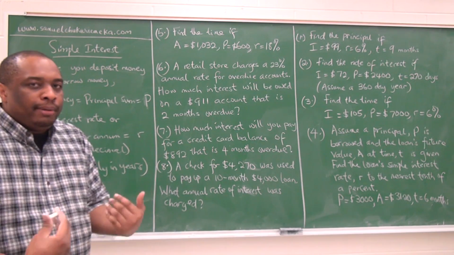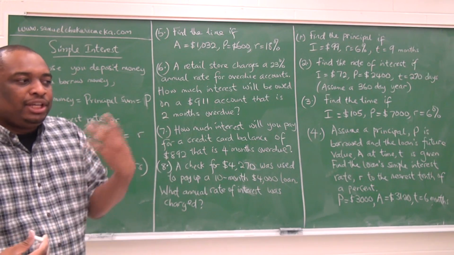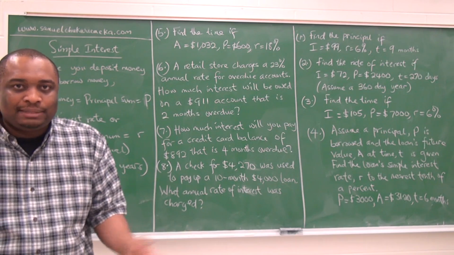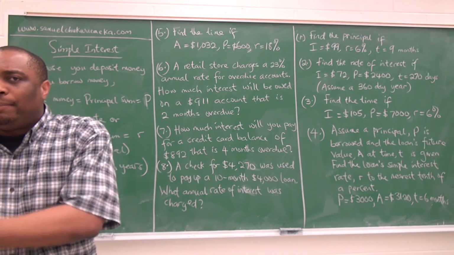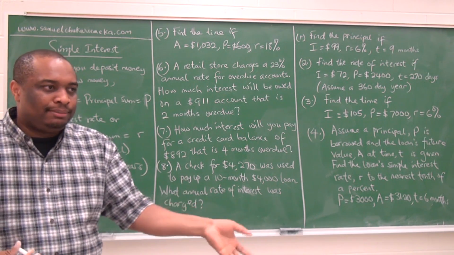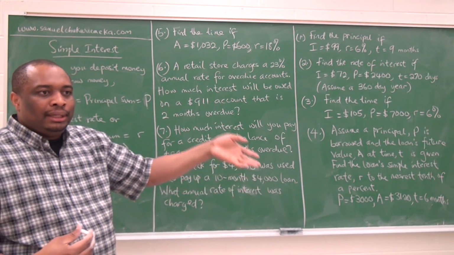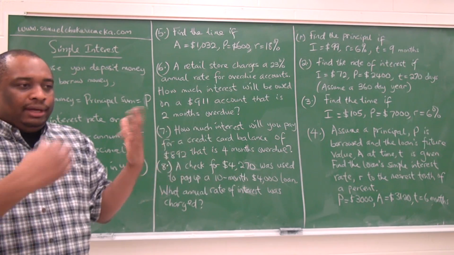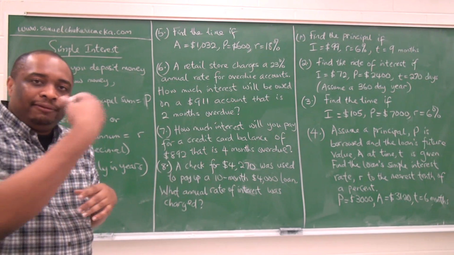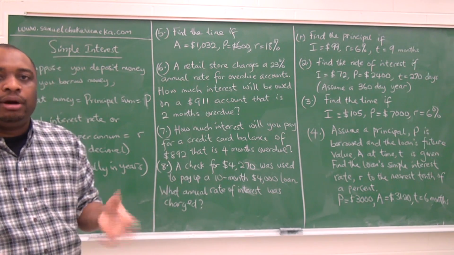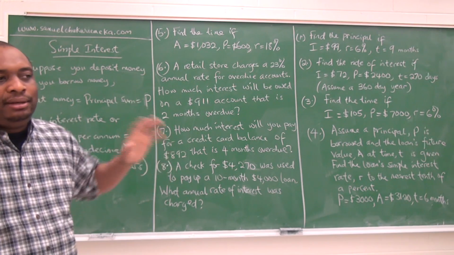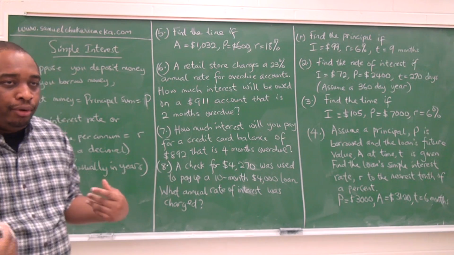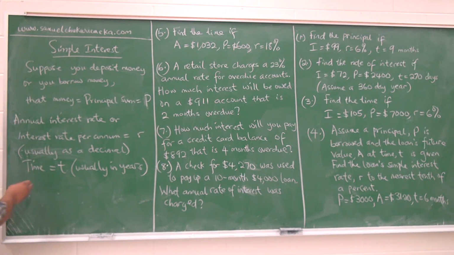Or if you borrow money, that means you're using someone else's money. So you have to pay for using someone else's money. That money you pay, you pay back to the lender, or the person that lent you the money, or the bank. So that fee that you pay back is what we call interest. So it could be seen either as the money you deposit or the money you borrow.